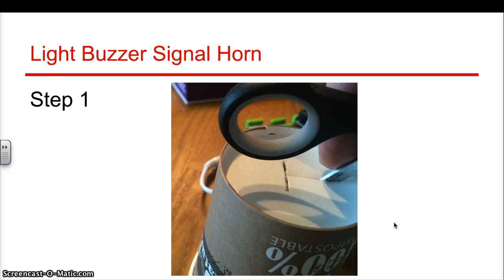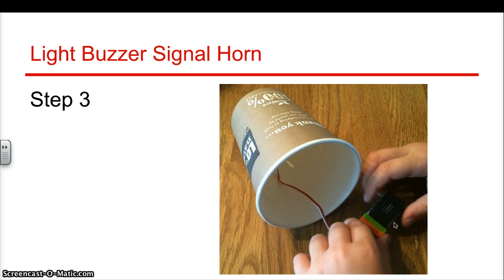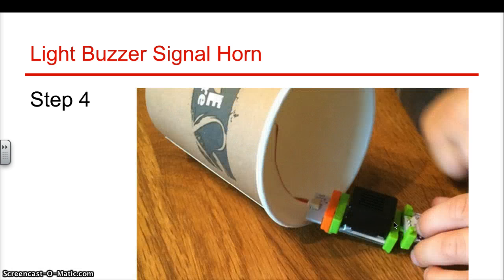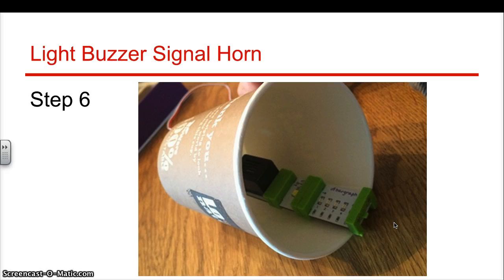Okay, first step, you're going to cut a hole in a cup. Next, that hole you'll run the wire through. Then you're going to connect your buzzer to your wire, and then you're going to follow this up with an LED. Then connect your bar graph to that. And next we're going to tape or place or attach our buzzer, LED, and bar graph assortment inside.